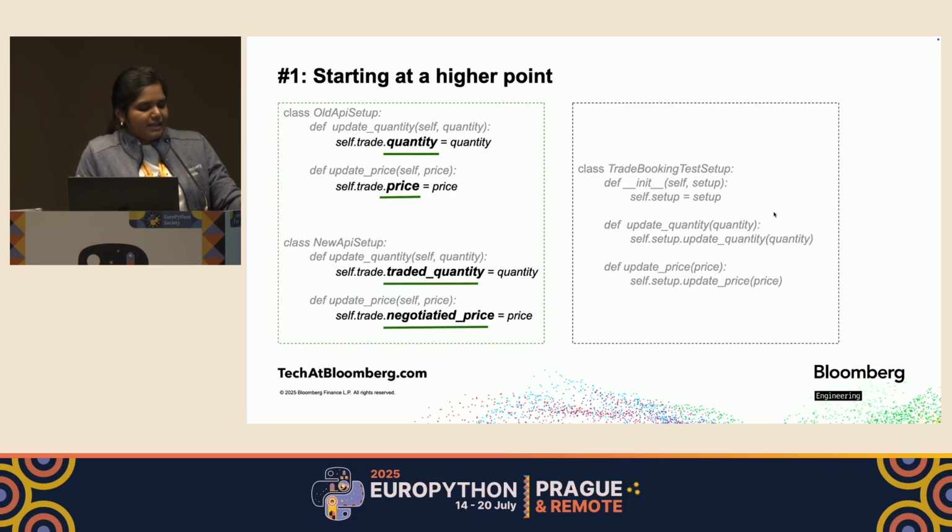So let's zoom in and see what actually is being set under the hood. In old API setup, we take fields like quantity and price, and they are the two fields that are getting set. And in the case of the new API, the same concepts are stored in fields like traded quantity and negotiated price. This difference may seem small, but for a test, it has a direct impact. It's a breaking change. So by abstracting these details behind our trade booking test setup, we allow tests to focus on the behavior, while the setup handles the structural difference between the APIs.